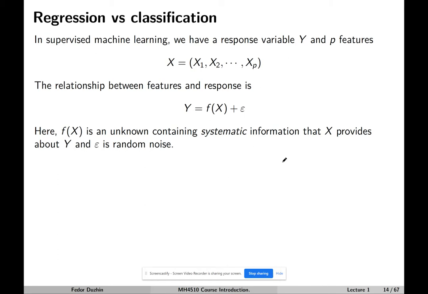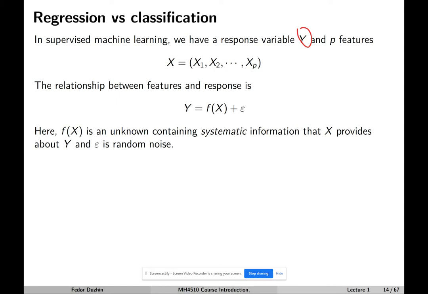Let me introduce some notation first, right? So the response variable is going to be a capital Y. Capital Y is something like a random variable, right? So random variables are going to be denoted with capital letters. And the feature vector is X, so it has P entries. And every entry of the feature vector is also a random variable.